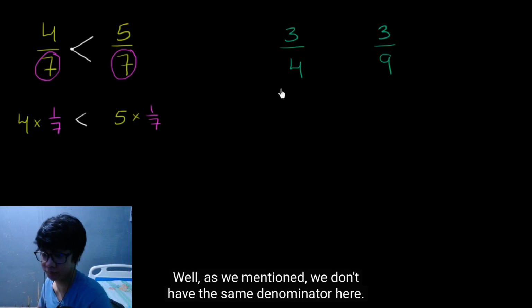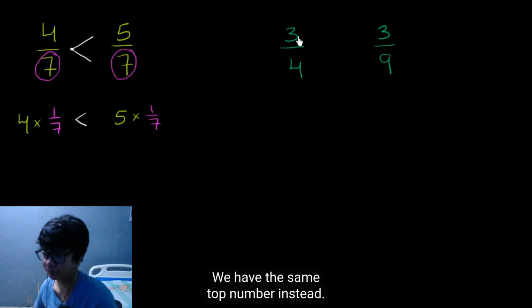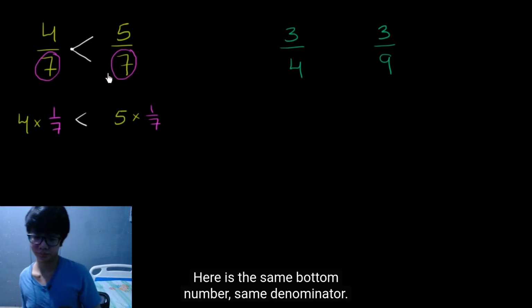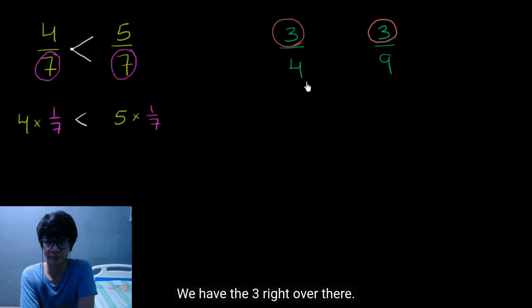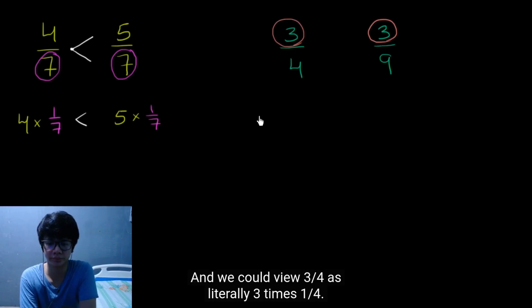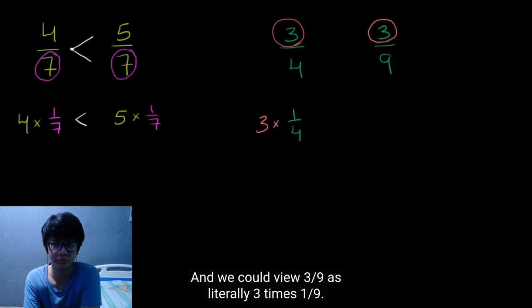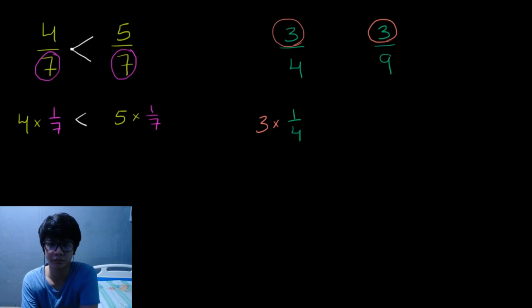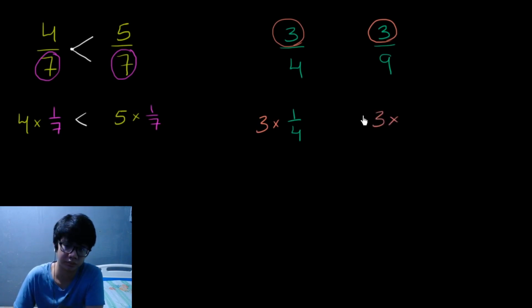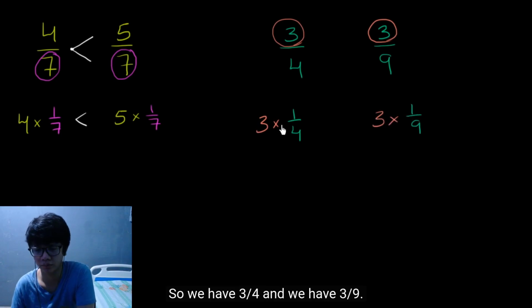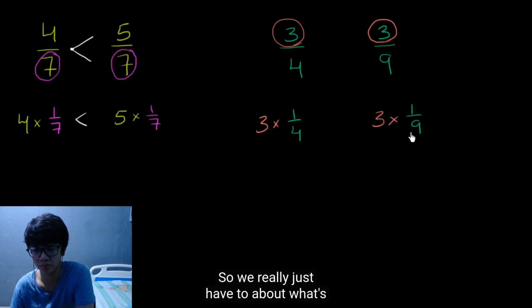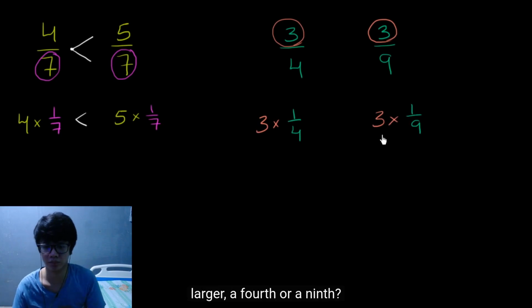We have the same top number instead. Here was the same bottom number, same denominator. Here we're going to have the same numerator. We have the 3 right over there. And we could view 3/4 as literally 3 times 1/4, and we could view 3/9 as literally 3 times 1/9. So we have 3/4 and we have 3/9. So we really just have to think about what's larger, a 4th or a 9th?